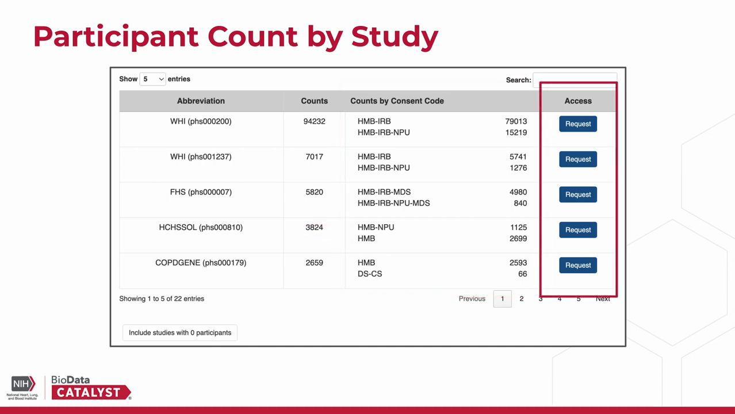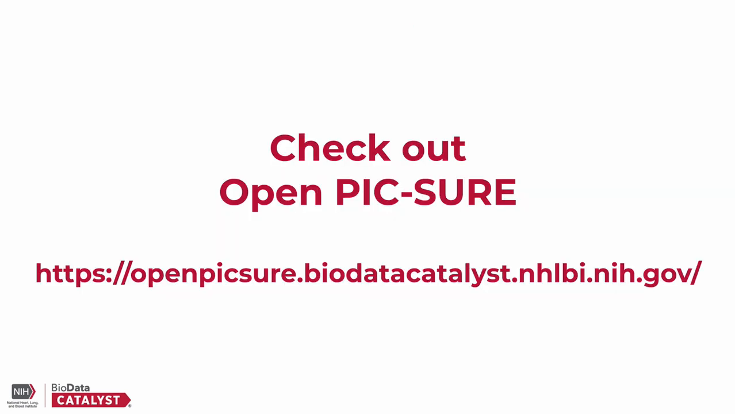If we are interested in requesting access to a study, we can click on the Request button in the Access column. By doing this, we will be directed to the study's dbGaP page, where we can learn more about the study and begin a data access request. This has been an overview of how to interpret the results of a query in Open PIC-SURE. Check out Open PIC-SURE at this link, or watch additional videos in the BDC Powered by PIC-SURE YouTube playlist.